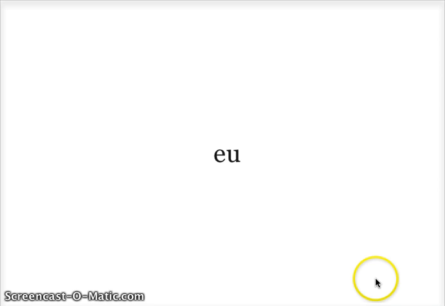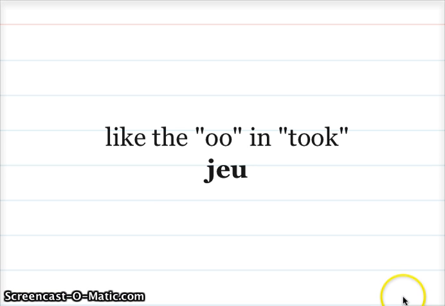All right, next is the letter combination EU. And this is like the double O in took. So the French word that means game, jeu. Notice it's very explosive. It's a very brief sound. Okay, we don't linger over it. Jeu.